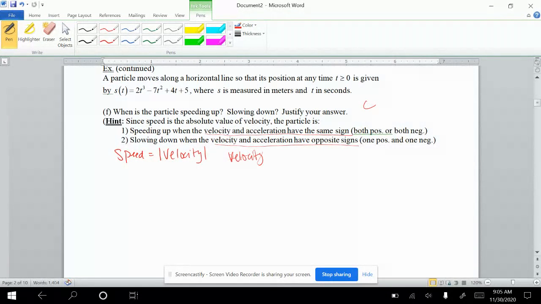Velocity can be negative, zero, or positive. Remember that your velocity being negative, 0, or positive just determines what direction you're headed. Your speed, however, can only be positive or 0. Those are your two options. So that's where we're at with that.